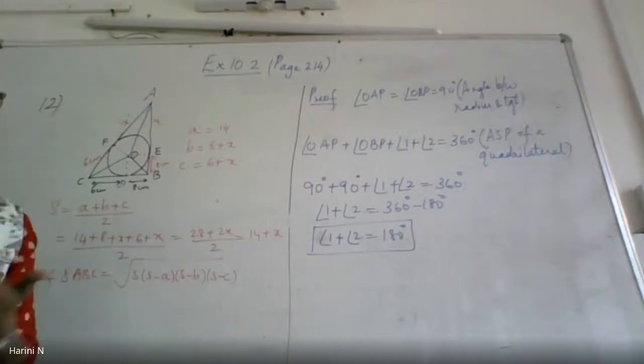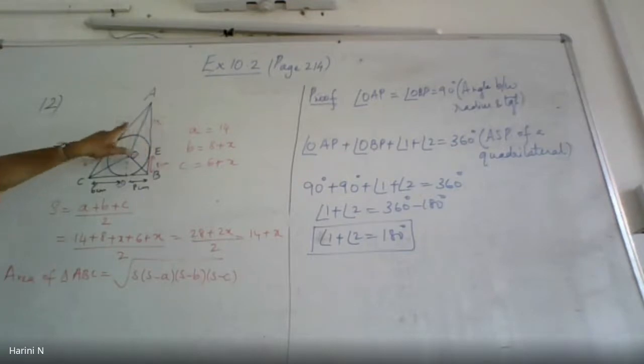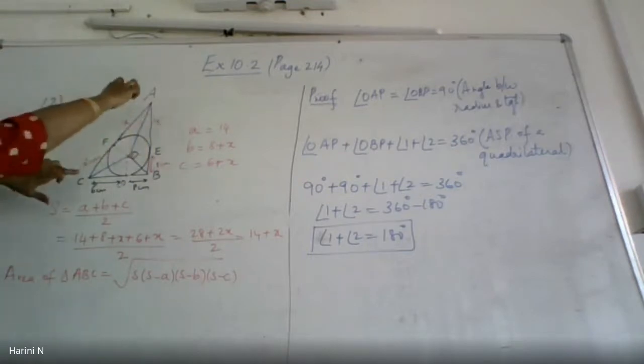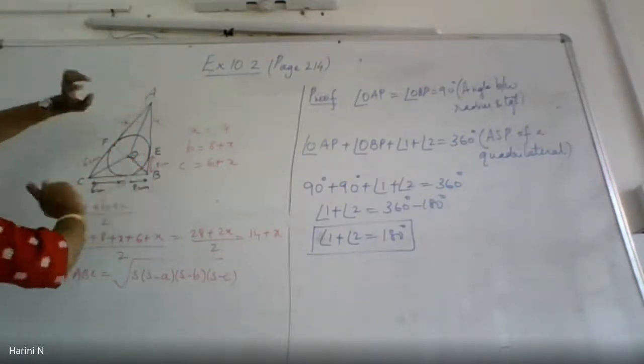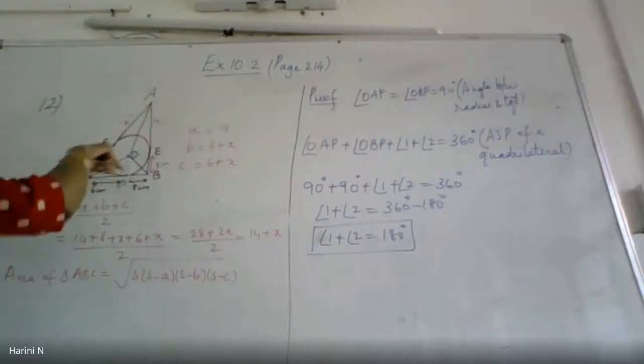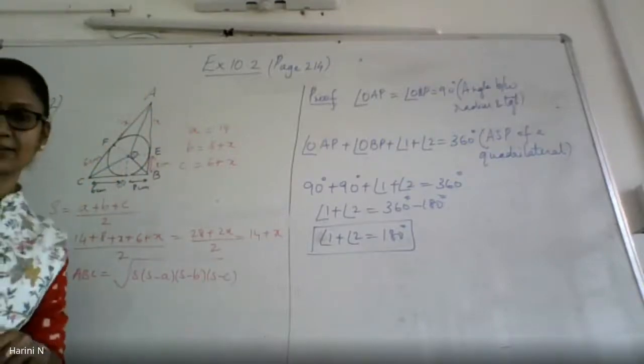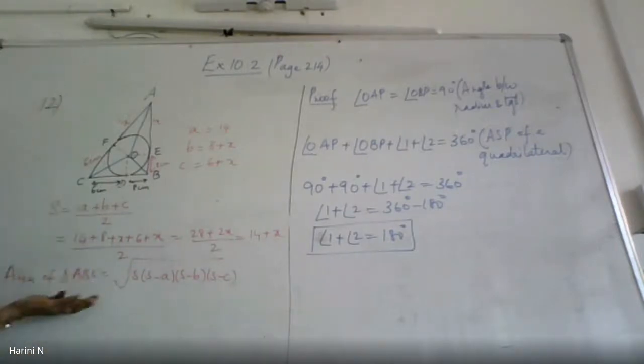But nobody asked me the area. I am asked for the length. This X, if I find out, then I can find out what is AC and what is AB. Because 8 plus X will give me AB and 6 plus X will give me AC. So is there a way in which I can find out the X? Here I will substitute for the area of the triangle ABC in Heron's formula. Okay, that is one part. Then how will I find out X?